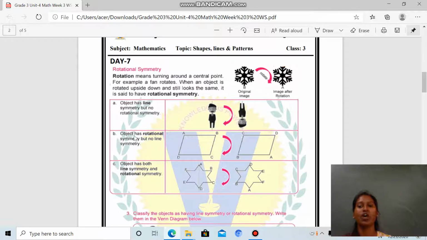Next is an object that has rotational symmetry but no line symmetry. Here, if we rotate the given object, it looks the same upside and downside. So it has rotational symmetry. If we cut the middle of this object, it doesn't look exactly like the other half of the object. So it has no line of symmetry.